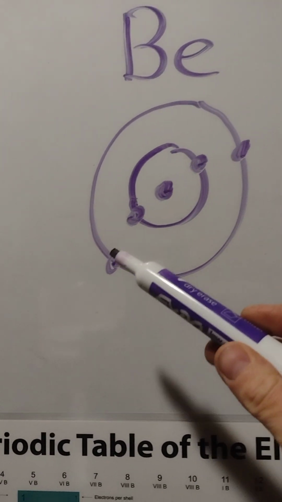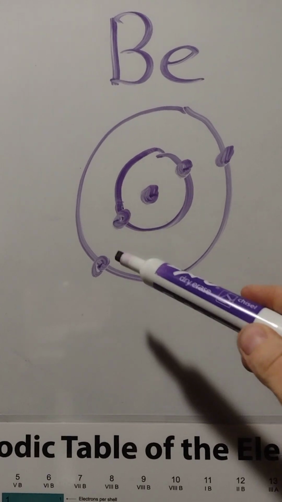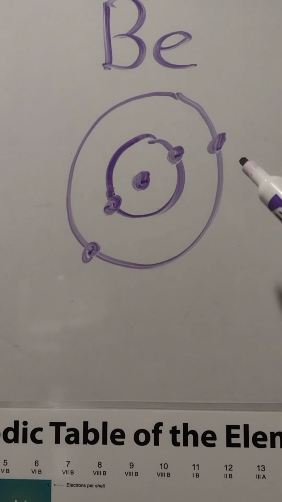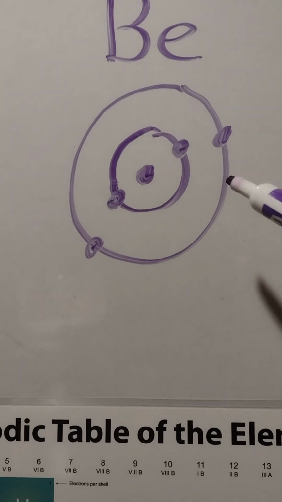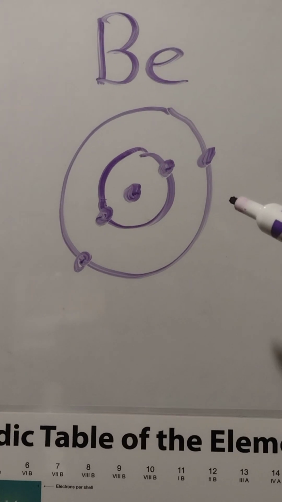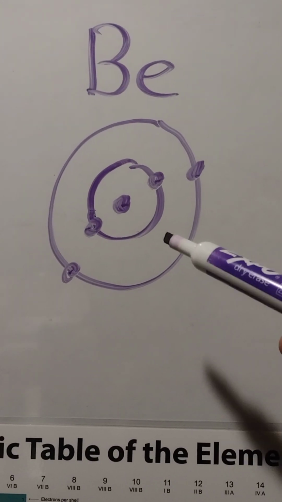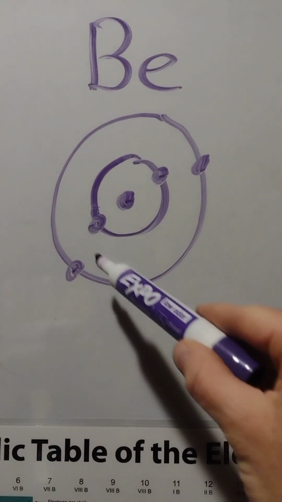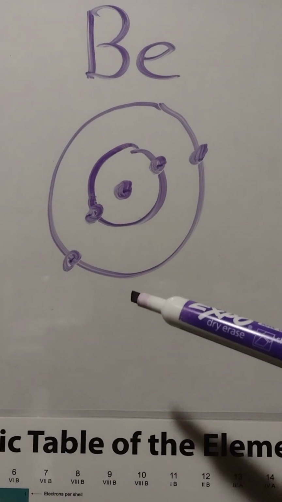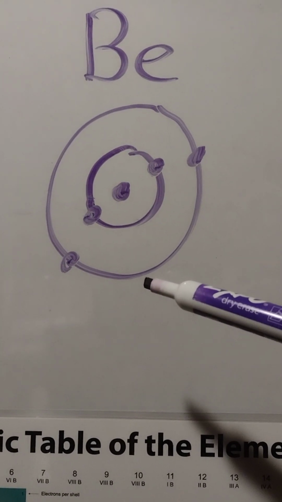And that means it has 2 valence electrons. So even though it has 4 electrons total, only 2 of them are valence electrons because they're in the outermost energy level, and these are the ones that are going to be reactive in chemical reactions. And actually beryllium is very reactive, and that's because this normally can hold up to 8 electrons, and it only has 2. So beryllium just wants to give those away, and so it's very reactive.